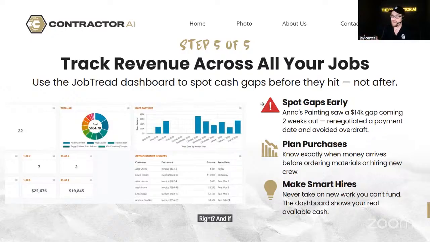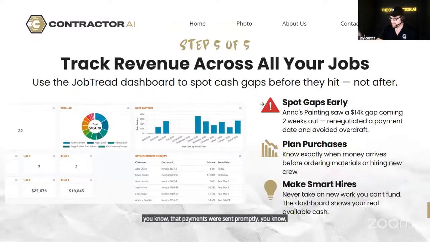And if you've ever had the unfortunate matter of taking someone through court for non-payment, it's a matter of being able to prove that payments were sent promptly and that they violated your contract, and that's going to allow a judge to give you a judgment much sooner in collections.